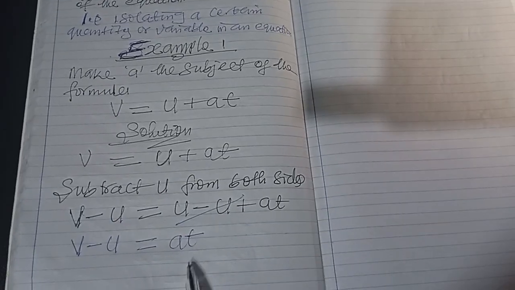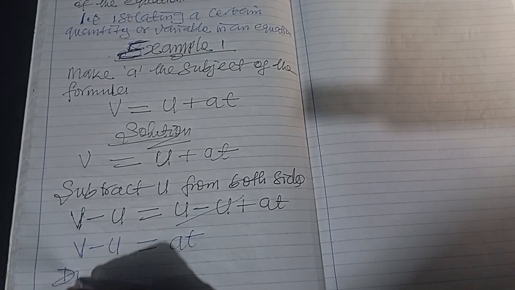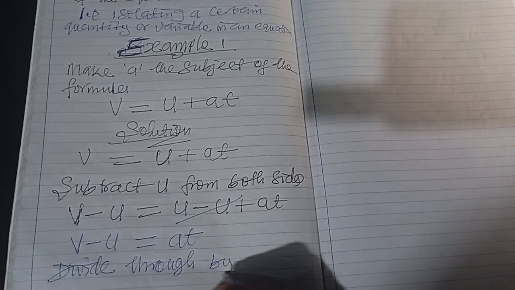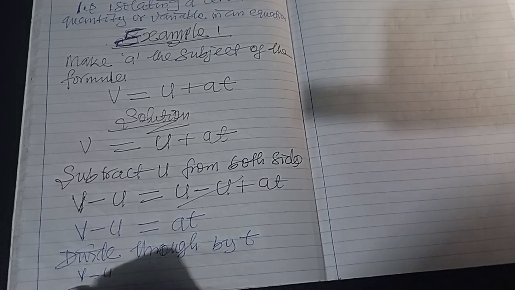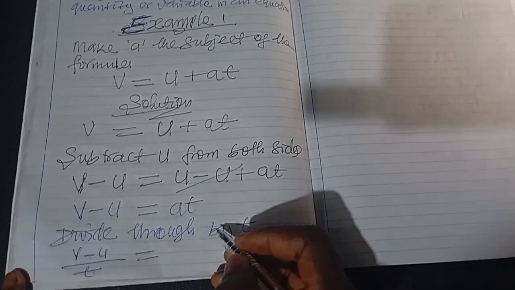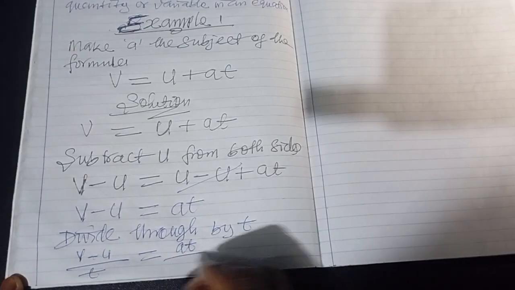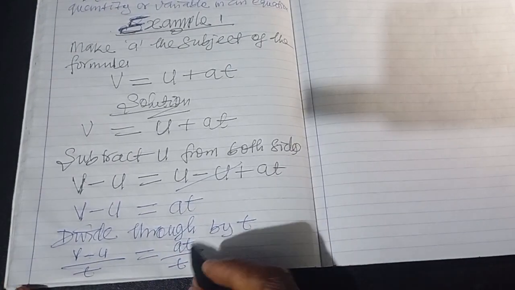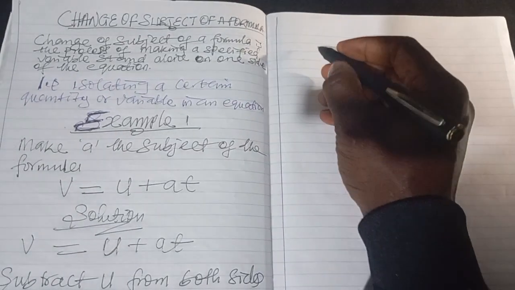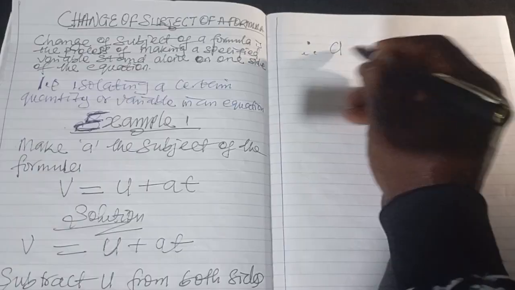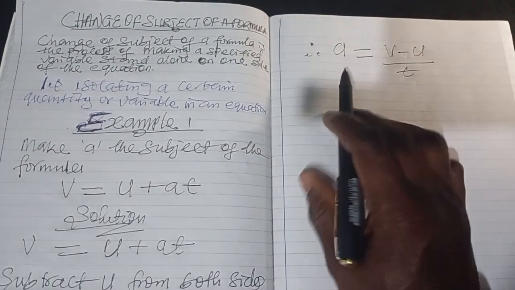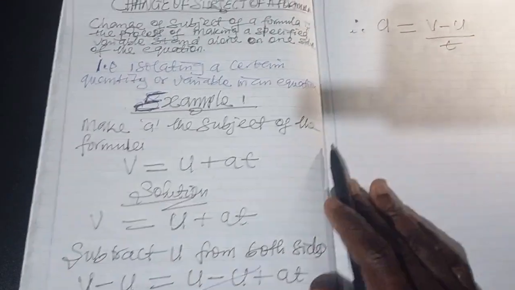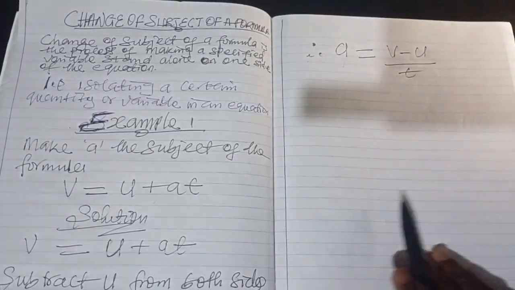Now divide through by the coefficient of A, which is T. So we have divide by T. Okay, so we have V minus U divided by T is equals to AT divided by T. So this T can go. Therefore, A is equals to V minus U, all divided by T. We have isolated A from this equation. Hence, we have made A the subject of this formula.